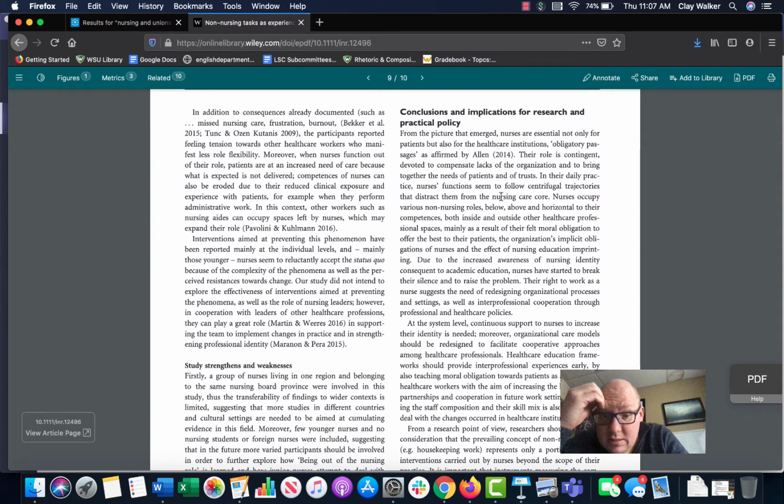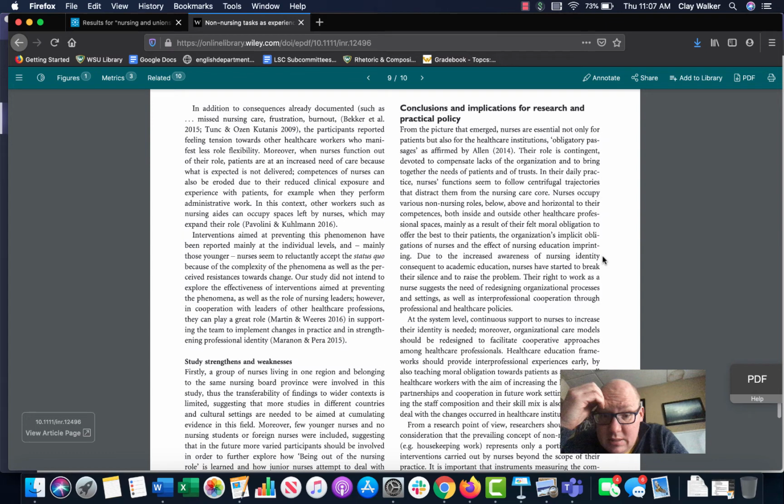In their daily practice, nurses' functions seem to follow centrifugal trajectories to distract them from the nursing care core. Nurses occupy various non-nursing roles below, above, and horizontal to their competencies, both inside and outside of other healthcare professional spaces, mainly as a result of their felt moral obligation to offer the best to their patients, the organization's implicit obligations of nurses, and the effect of nursing education imprinting.